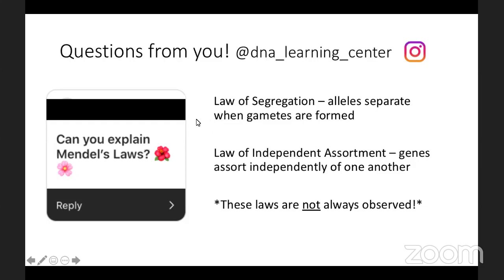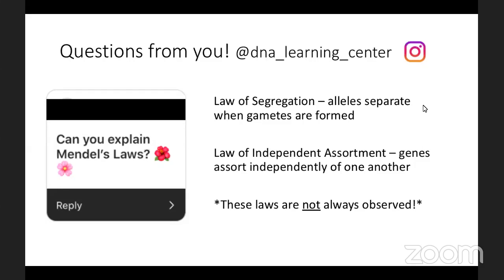So the first is called the law of segregation. And if we just think about what the word segregation means, it means separate, right? So the law of segregation basically says that alleles are going to separate when gametes are formed, and they're going to do this randomly. I'm going to talk a little bit more about the law of segregation with a diagram that I think is useful.